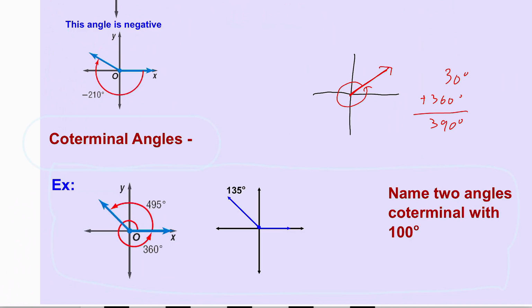The example that you have on the bottom there is another pair of coterminal angles, a 135-degree angle and a 495-degree angle, which is just 360 plus 135.